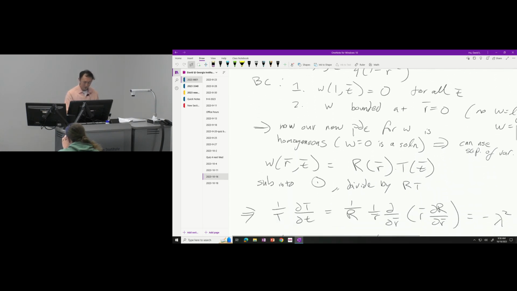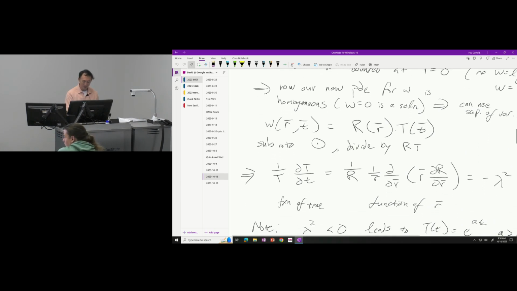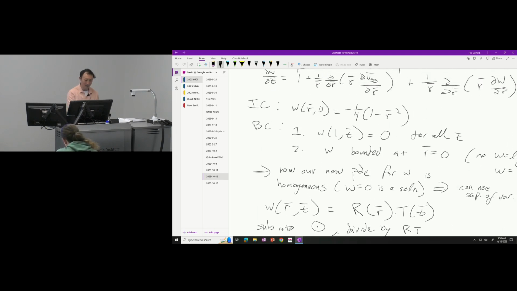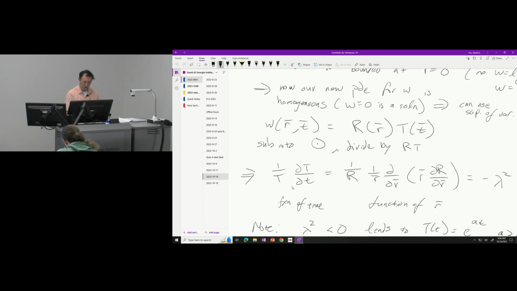So we assume you have one part that's a function of distance from the edge and one part that's just a function of time, and they're just products of each other. When you substitute that in, the left side of the PDE was a function of time, and the right side was a function of space. That means we're going to have one part that's a function of time, the other a function of space.